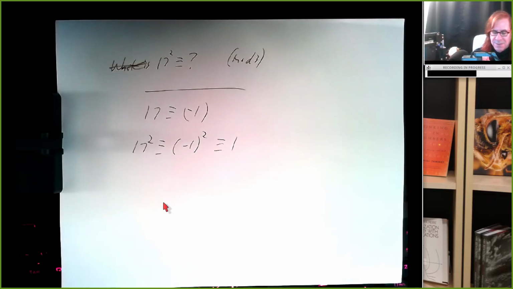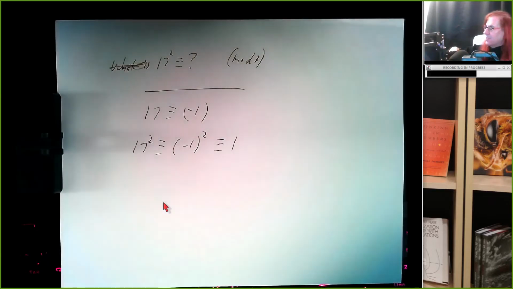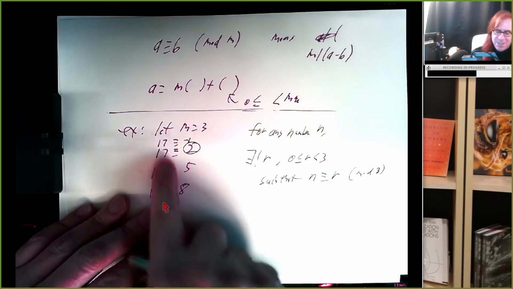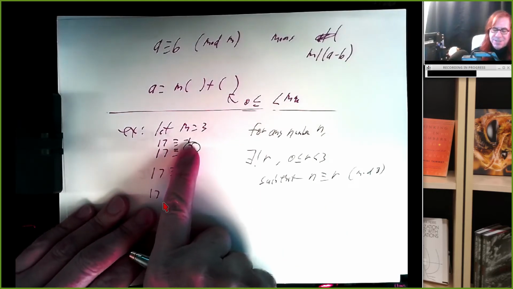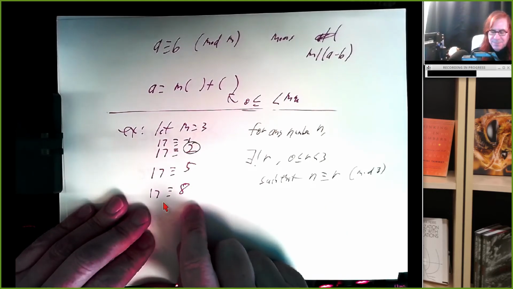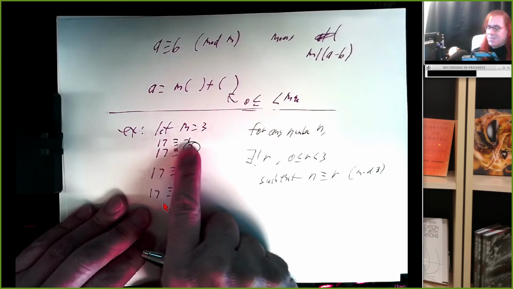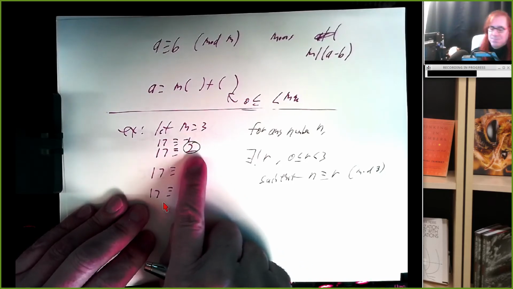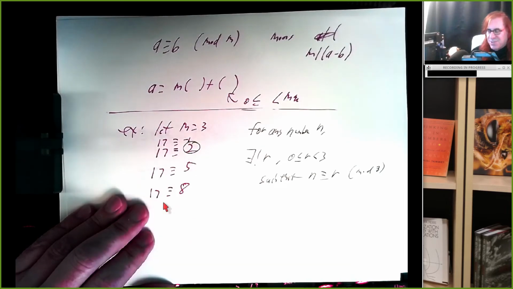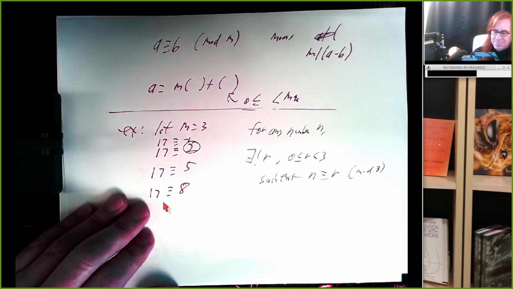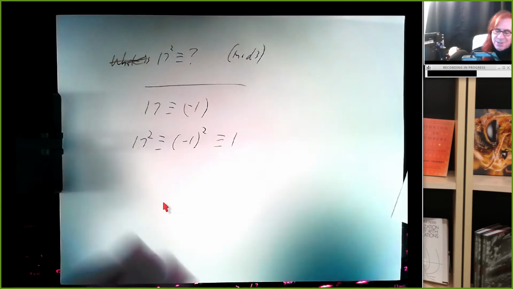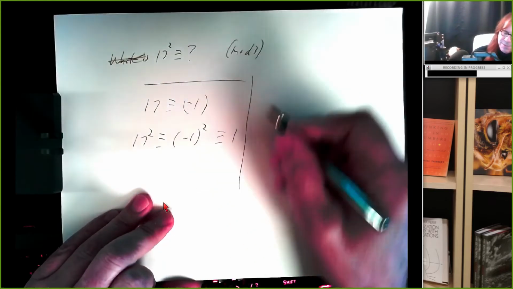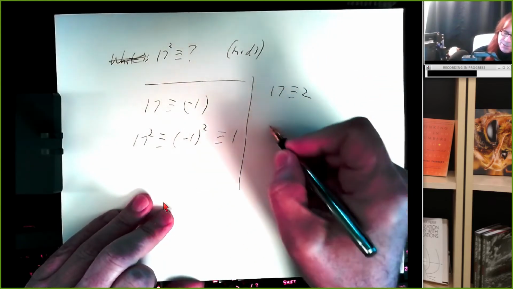How is 17 congruent to negative 1? 17 is congruent to negative 1 because 17 minus negative 1 is divisible by 3. 17 minus negative 1 is 18, which is divisible by 3. Okay. 17 is also congruent to 2 because 17 minus 2 is divisible by 3. So I could also have said, 17 is congruent to 2.